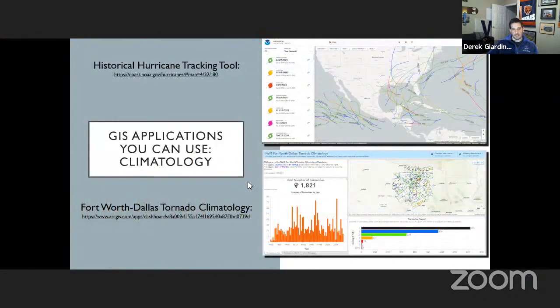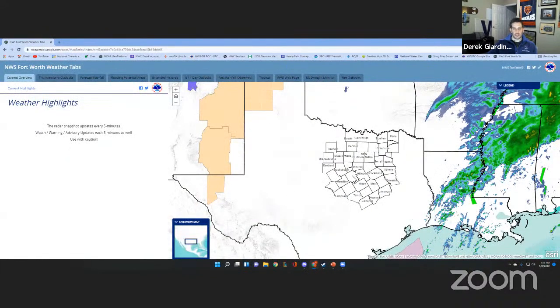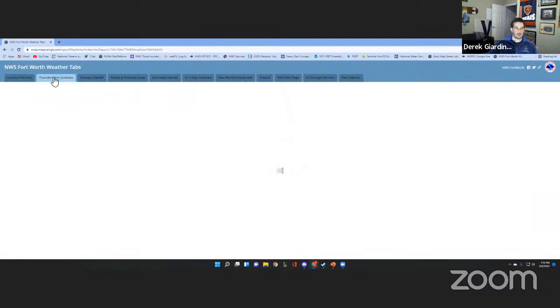That's climatology. We'll go on to the next section, which is what is actively happening. Some active weather tabs. The office also made an active weather tab, as you can see. This is the current weather that's going on, something you can just tab through and get a quick glimpse, situational awareness of what's going on.